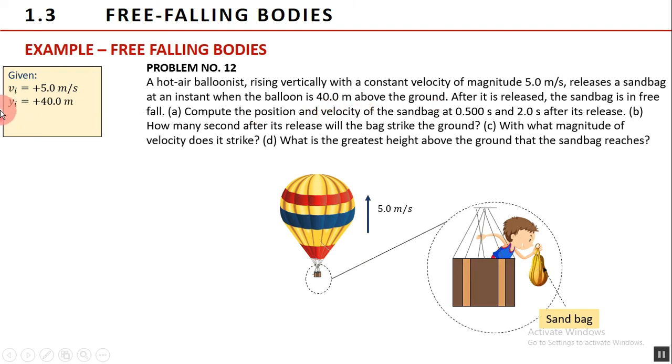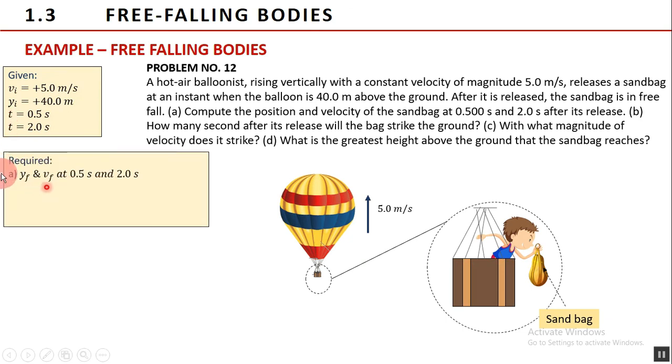Here, we will use the fixed ground as our origin, so the initial position of the sandbag is positive 40 meters. Then, we also have two indicated times, 0.5 seconds and 2 seconds. So for letter A, we need to solve the final positions and final velocities at time 0.5 seconds and 2 seconds. Letter B, the time for the sandbag to reach the ground, wherein the final position is 0. Letter C, the final velocity as the sandbag hits the ground. Letter D, the maximum height reached by the sandbag, that is when the velocity is 0.